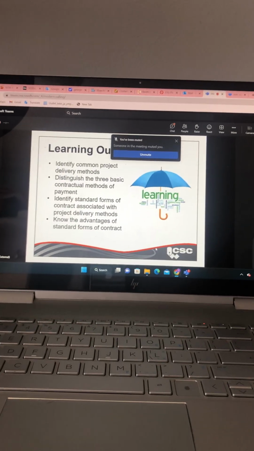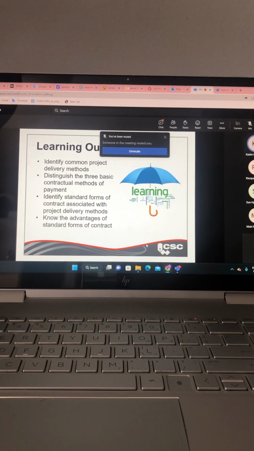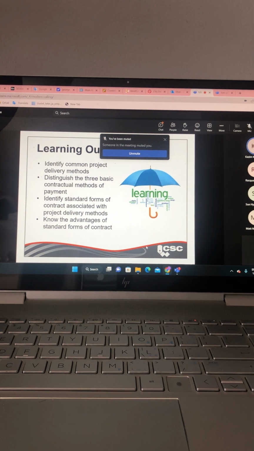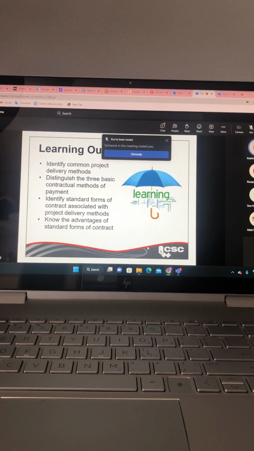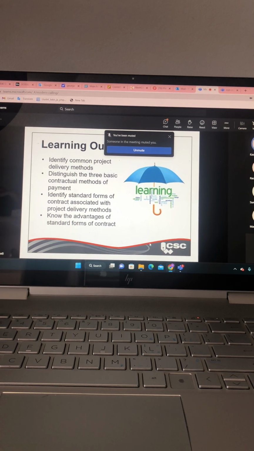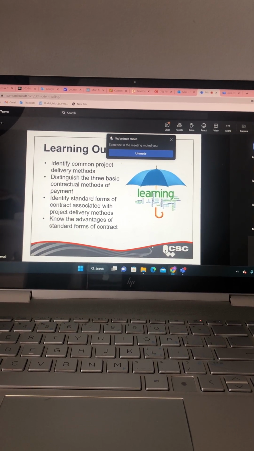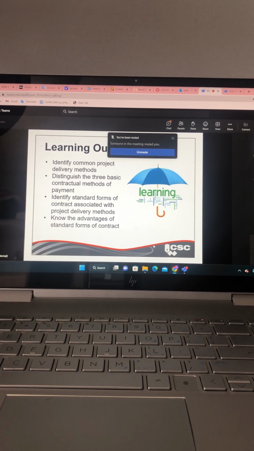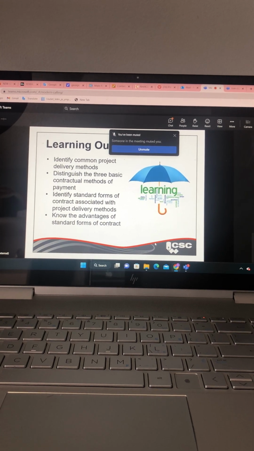that are associated with the various project delivery methods, as well as the methods of payment themselves. And I want you to know and understand the advantages of standard forms of contract, how to obtain them, and where and how to go about modifying them. Like I had said at the onset, some of this will be new information, whereas other portions of this will not.